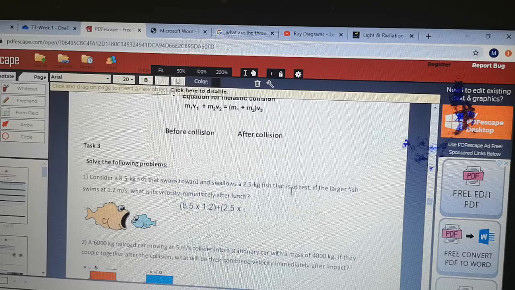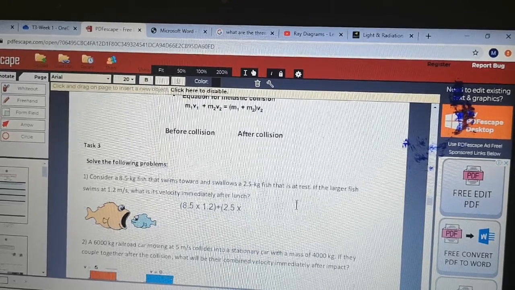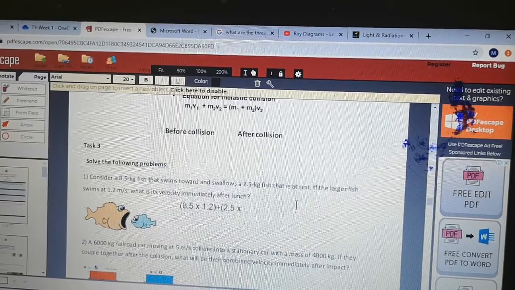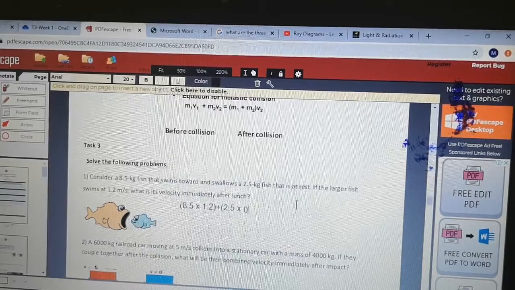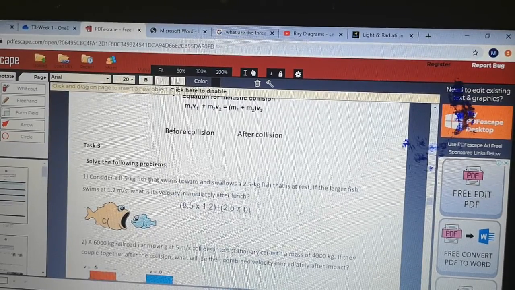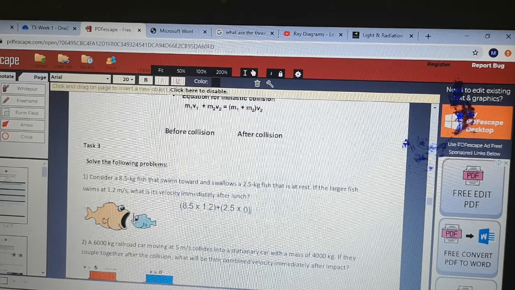What does at rest mean? If I'm resting, if I'm sleeping, am I moving? Do I have any speed? Yes or no? I would say no, I'm not moving. So that's going to be 0 speed. So at 0 speed, he's just sleeping. It doesn't look like he's sleeping. I can see his eyes open, but I don't think fish have eyelids.